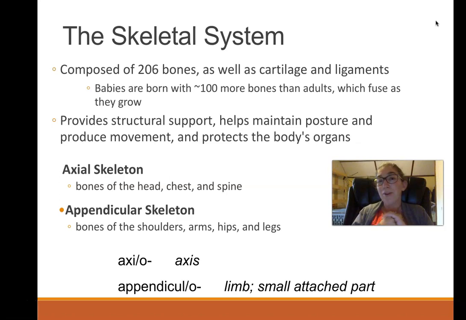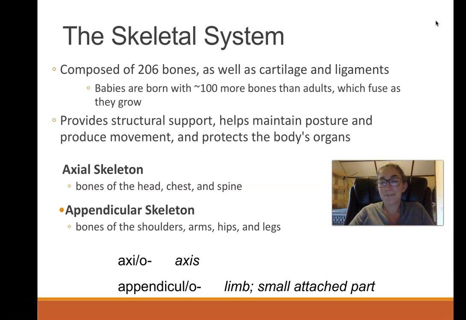The purpose of the skeletal system is to provide structural support. That's the main role of the bones. But also, the bones are living tissue, and the bone marrow contains really important cells. We already talked about in hematology that all of your blood cells come from stem cells in the bone marrow. So the bones are not just there for show, they're not just structural. They also have other really important vital functions.